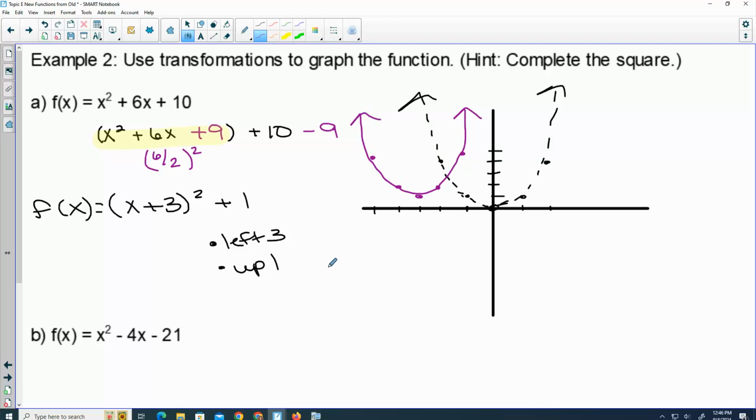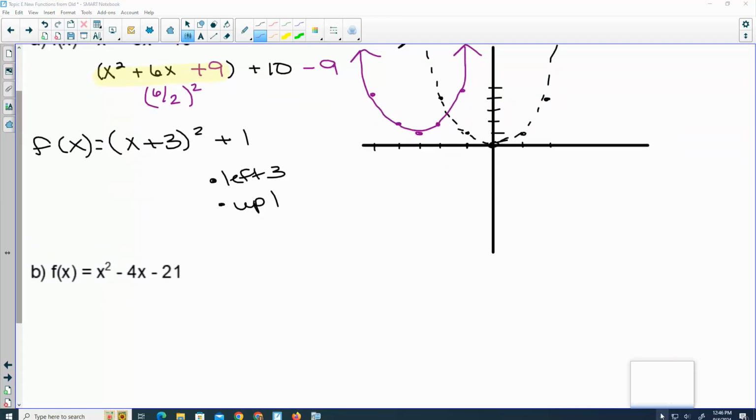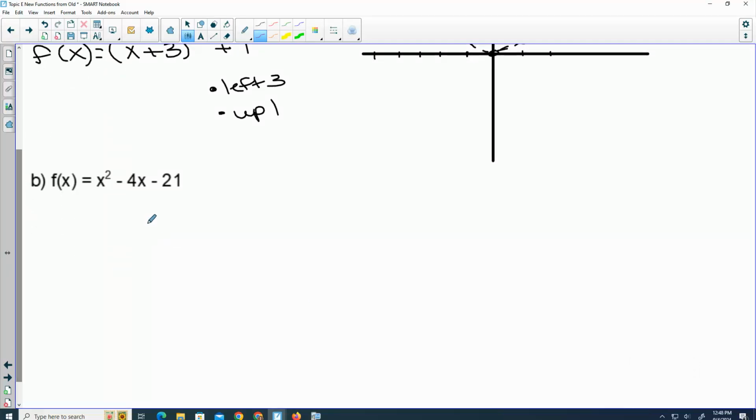I want you guys to do the next one. So complete the square. I don't even really care if you graph it. You know me and variety. Yeah, I'm not graphing this. Never mind. This one's not so nice to graph, but I really just want to see if we can complete the square.